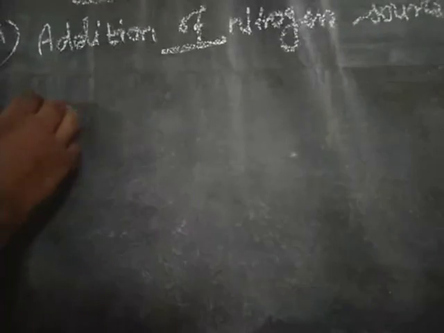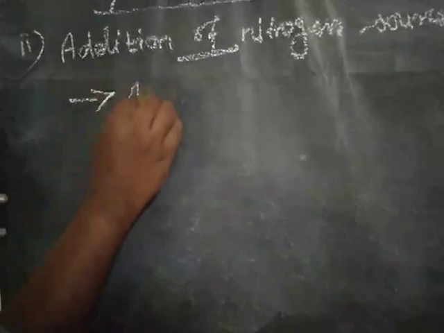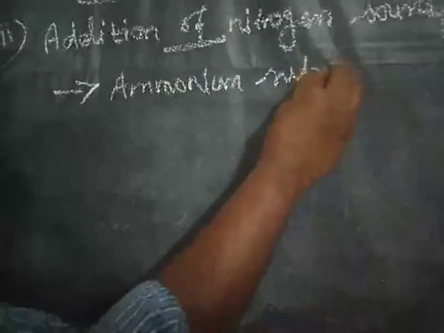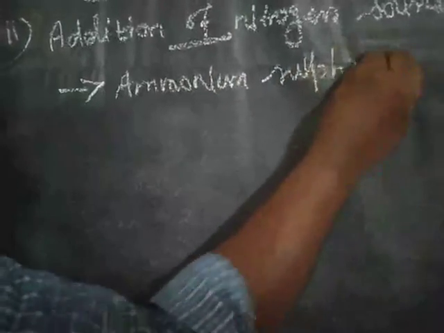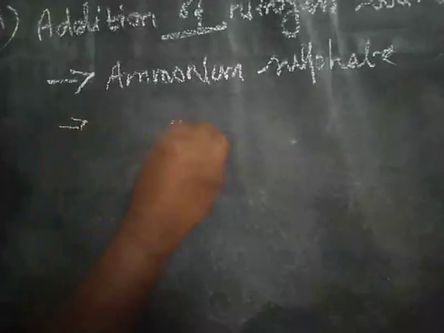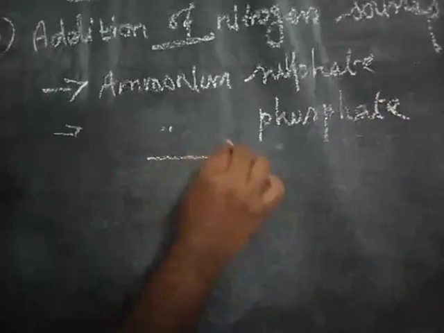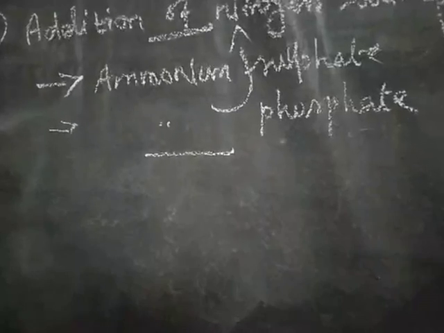Already the molasses contains enough nitrogen. Suppose the amount of nitrogen is less than the limit, so we have to add what? Nitrogen substance, either ammonium sulfate or ammonium phosphate. We have to add any one of these substances to the molasses to maintain the nitrogen content in the molasses.